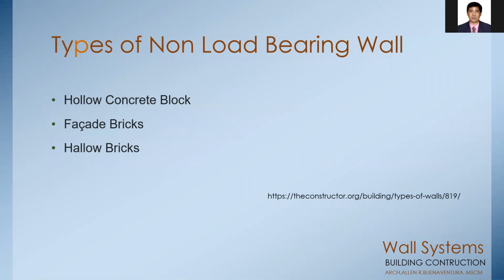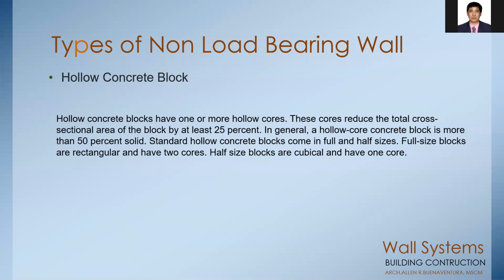We have the hollow concrete blocks, the facade bricks, and the hollow bricks. The hollow concrete blocks have one or two hollow cores. This core reduces the total cross-sectional area of the block by at least 25%. In general, a hollow core concrete block is more than 50% solid. Standard hollow concrete blocks come in full and half sizes. Full-size blocks are rectangular and have two cores. Half-size blocks are cubical and have one core.